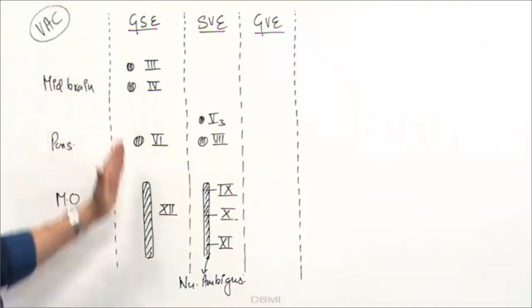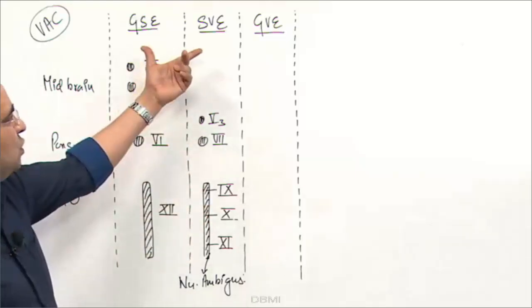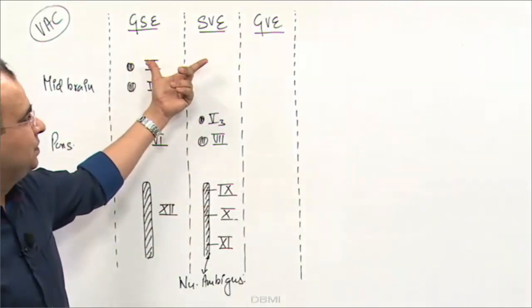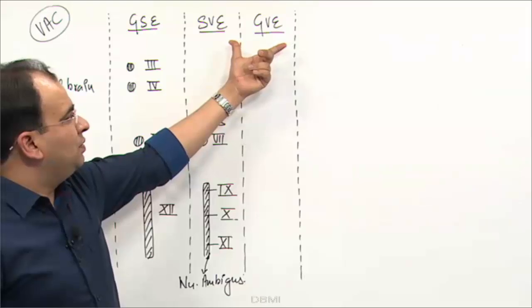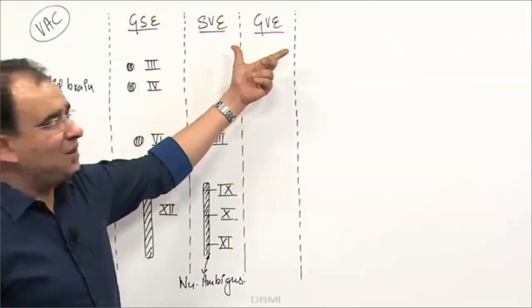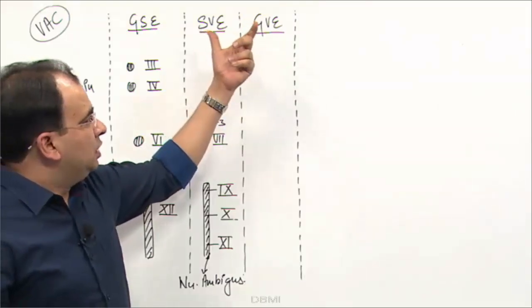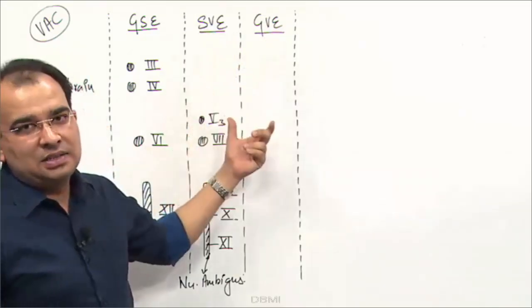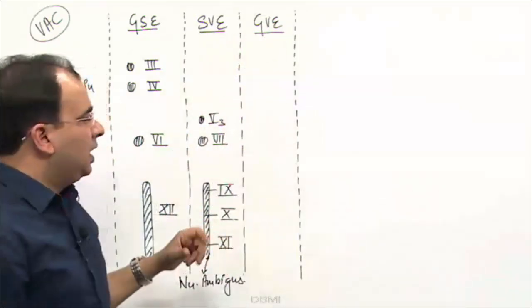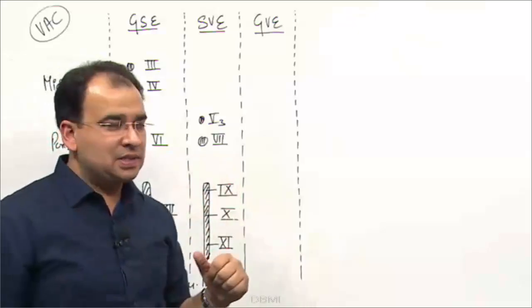So this is about the GSE column and SVE column, the two columns which are about skeletal muscles. Now let's come to the column that is GVE, general visceral efferent. The column is about the smooth muscles and glands. Let's take the glands first, and in the glands let's talk about salivary glands first.